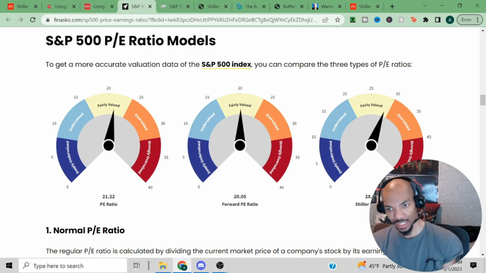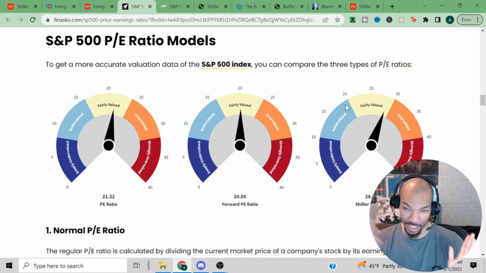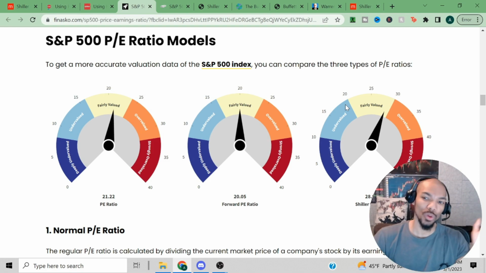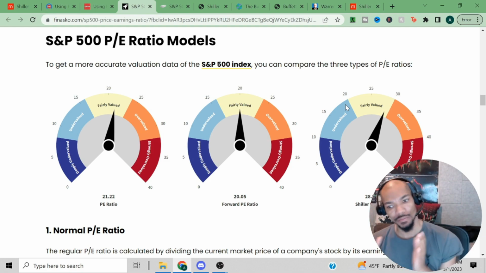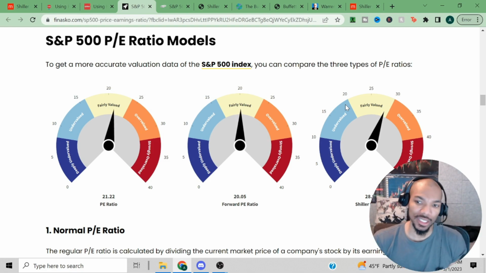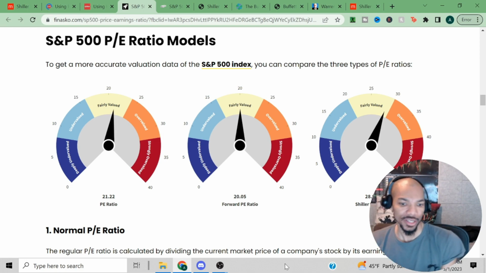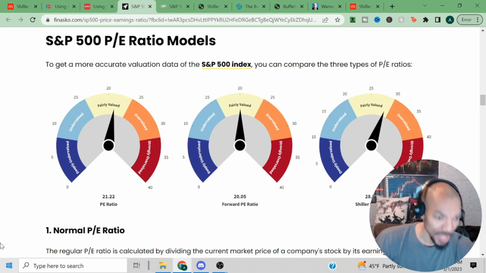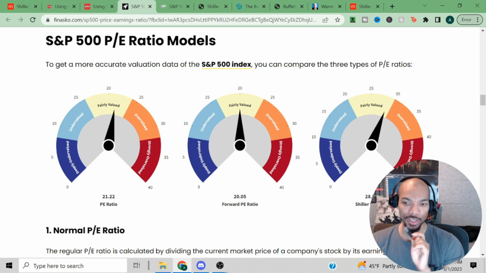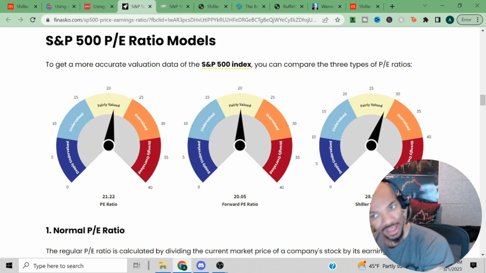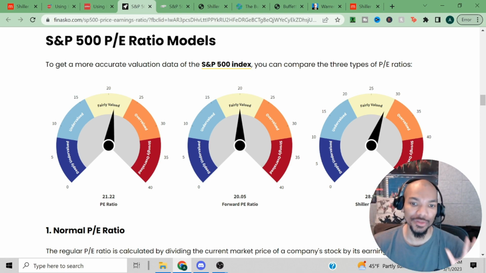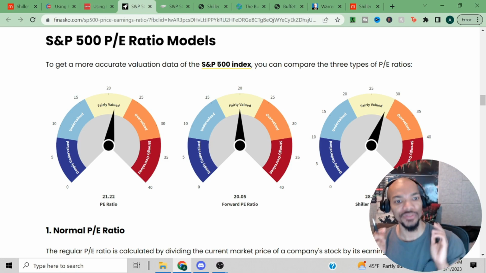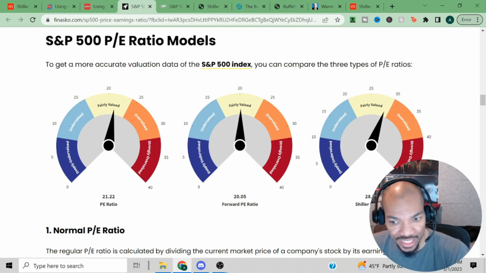So as you can see on this one, as far as Shiller PE ranges, they have fairly valued at 20 to 30. From my personal experience, from what we've seen recently, I think this is accurate. As far as the forward PE, that's an estimate, so 20. And as far as the PE, we have 21. So even though the Shiller PE is close to undervalued, it's still within the range of fair value. With that being said, I counted it as fair value.